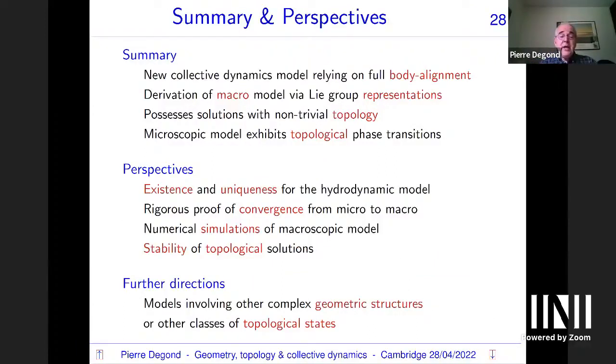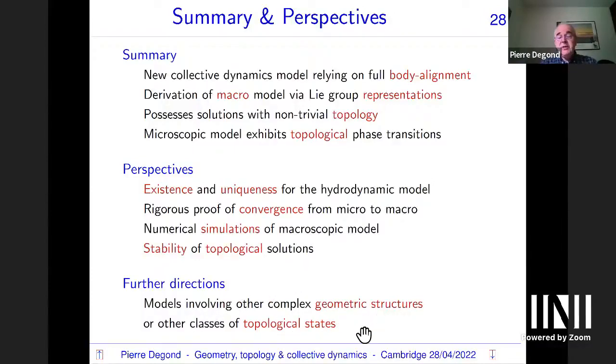And so, okay, this is the summary. This perspective, I think, is that mathematically, there are a lot of things to say about these models, in particular the hydrodynamic model. We were able to prove that it's hyperbolic, so at least it's a hint that it has good behavior. But there are a lot of things to say about numerical simulations and so on.